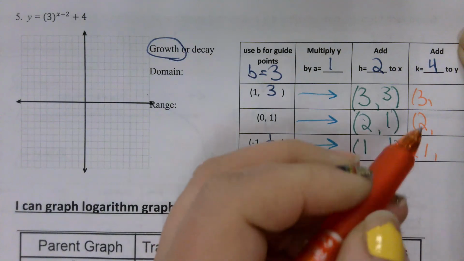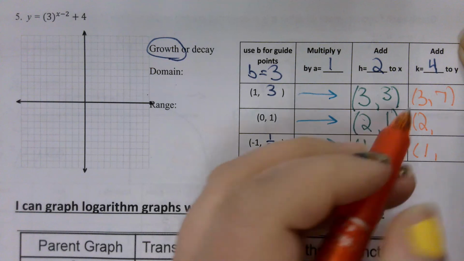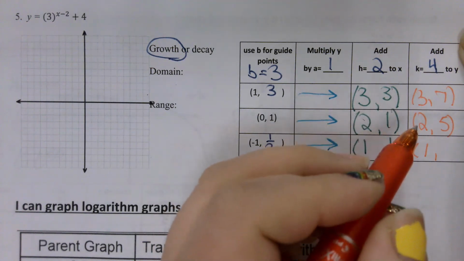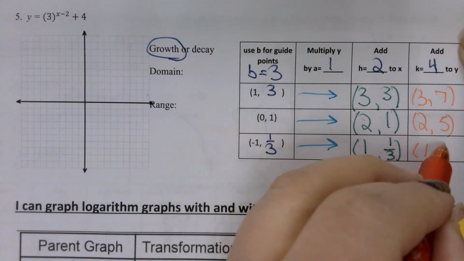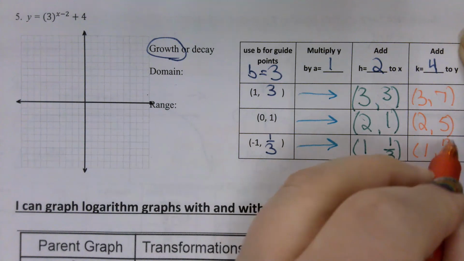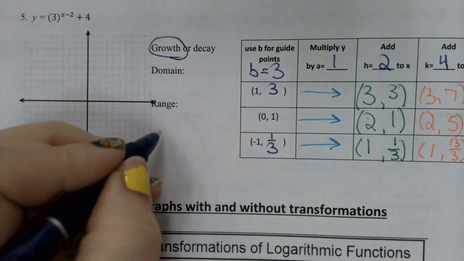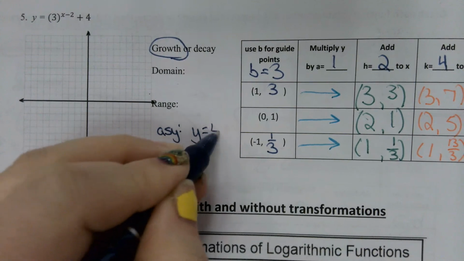And our y's. 3 plus 4 is 7. 1 plus 4 is 5. And 1/3 plus 4, and you can use your calculator if you don't want to find common denominators in your head. And we get 13/3. Make sure you list it as a fraction. Our asymptote would be y is equal to 4.